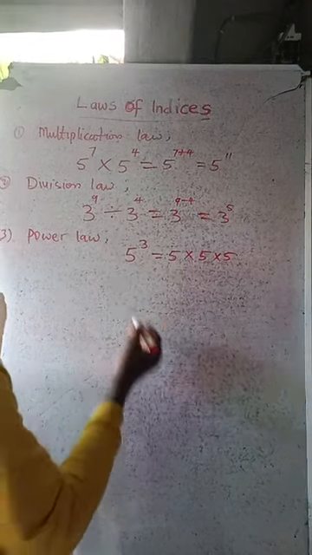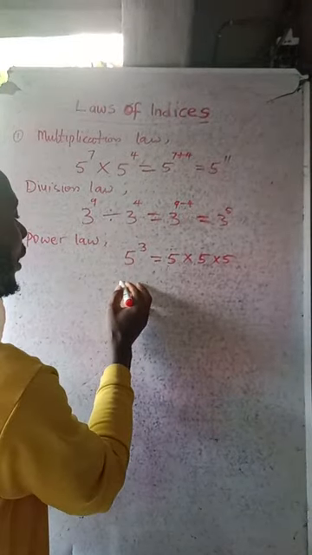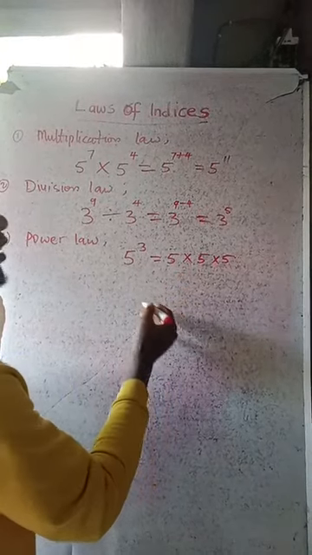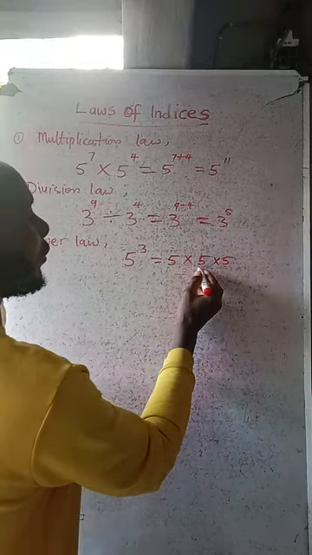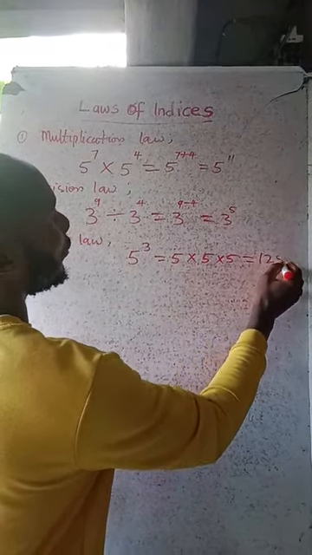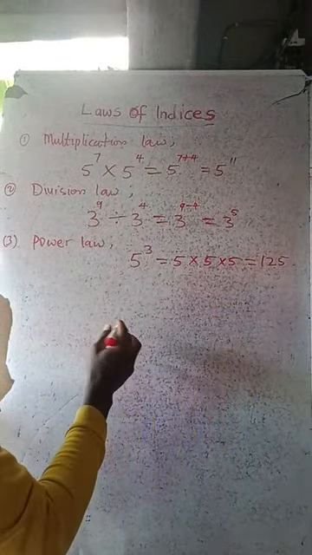If I have 5 raised to the power 2, it means 5 times 5, just like that. So that is the power law. So 5 times 5 is 25. 25 times 5 is 125. Okay, that is how it is.